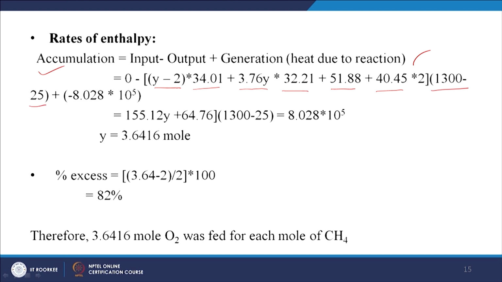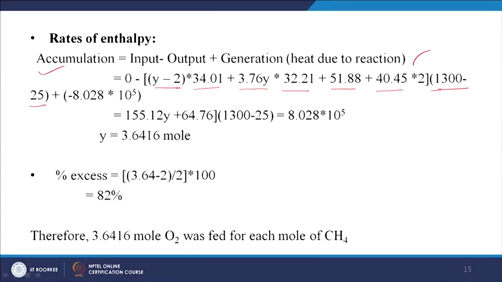This is your mCp and this is your delta T; mCp delta T is the output which we get with the gas stream. Generation is the heat generated during the reaction, equal to minus 8.028 into 10 to the power 5. Accumulation is equal to 0. By rearranging we get this formula, and Y is equal to 3.6416 moles.